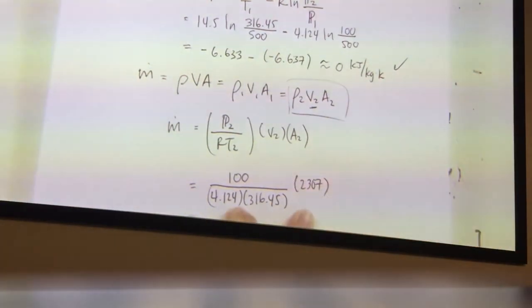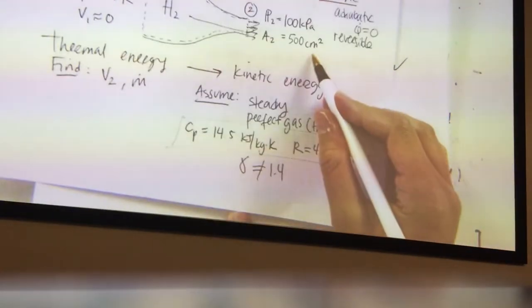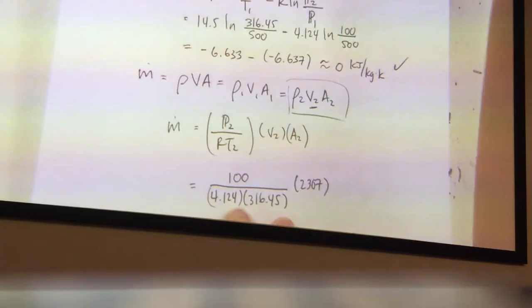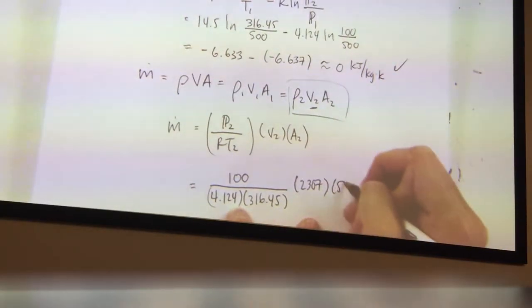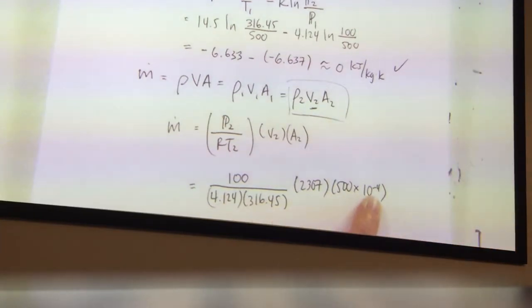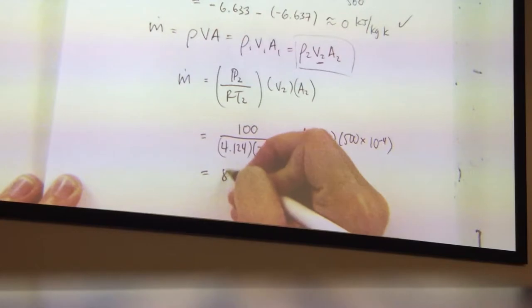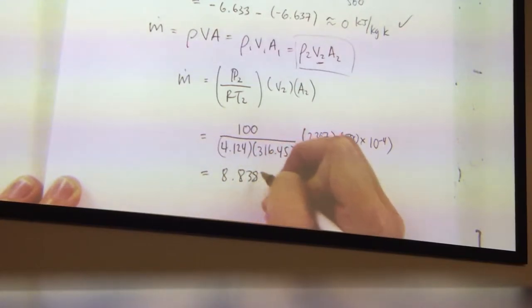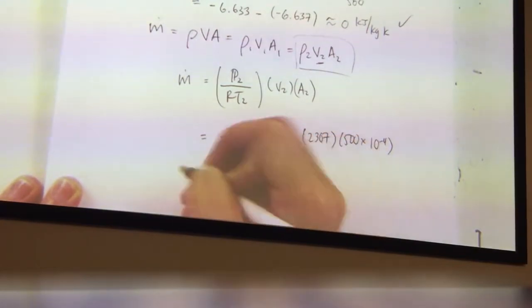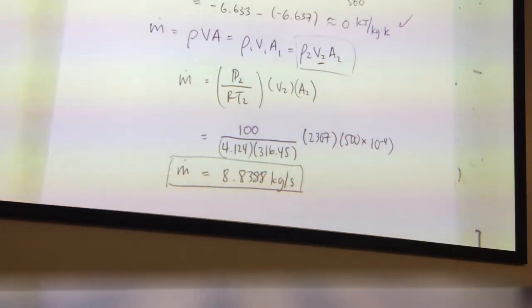Then 2307, this is our velocity. And for our area, it's given to us in the problem in centimeters squared, so we have to make sure we put that in meters squared, so we don't make a mistake here. So 500 times 10 to the negative 4, so we can have that in there. And if we do that, we get 8.8388 kilograms. Always make sure that when you write your answers, you're including the seconds. Any questions?